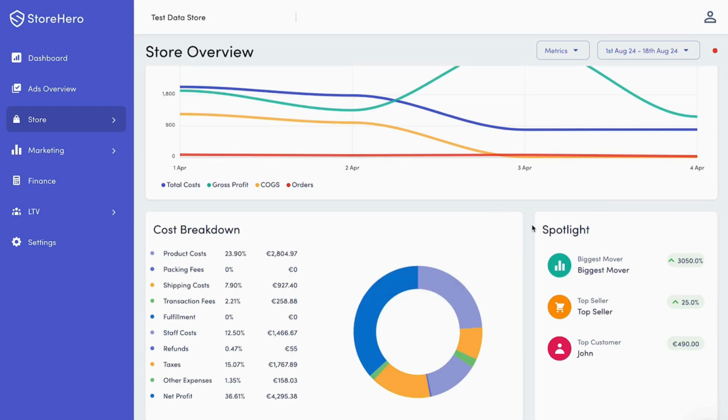Finally, we can also see our spotlight, where we'll identify the biggest mover, i.e. the products that are on a percentage basis selling more than they did in the previous period, the top seller, which is ultimately the product that nominally sold the most volume, and also from there your top customers, the individual customer who ultimately purchased the largest volume on a sales basis.